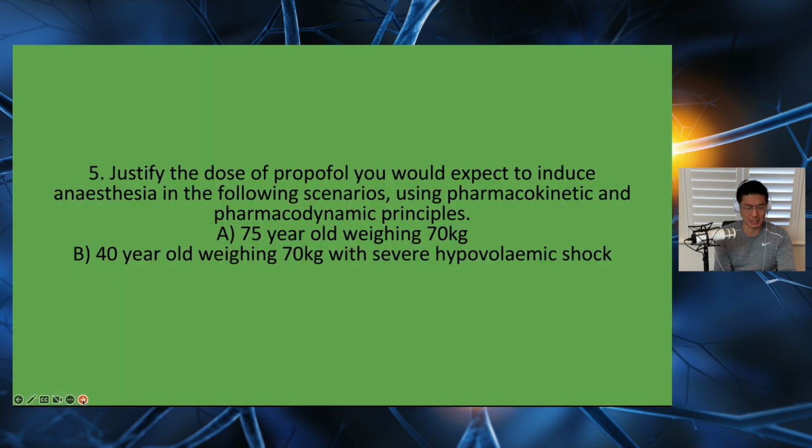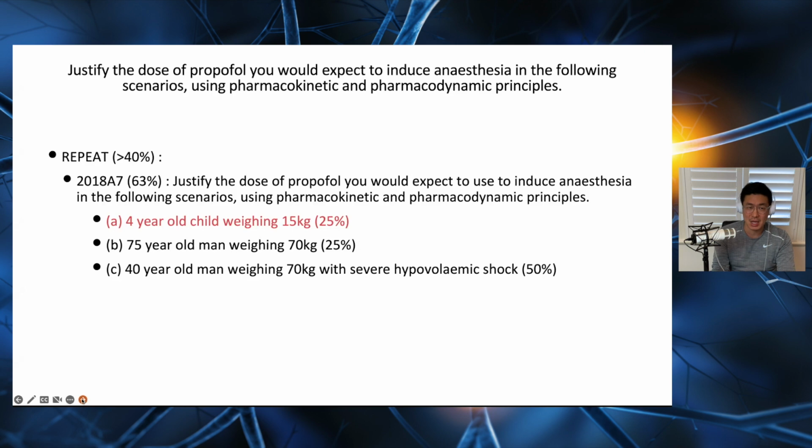All right, next question. 5, justify the dose of propofol you would expect to induce anesthesia in the following scenarios using pharmacokinetic and pharmacodynamic principles. A, a 75-year-old weighing 70 kilograms, and B, a 40-year-old weighing 70 kilograms with severe hypovolemic shock. So really interesting one, this question, because this was a repeat from 2018 A7 and had a pass rate of 63%. What made it really interesting was that they made it slightly easier by actually removing one of the options.